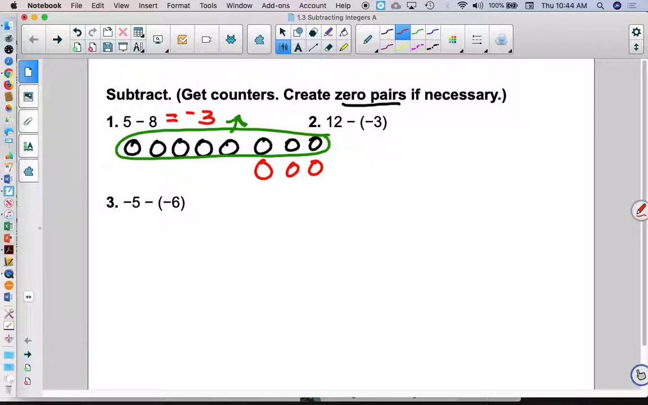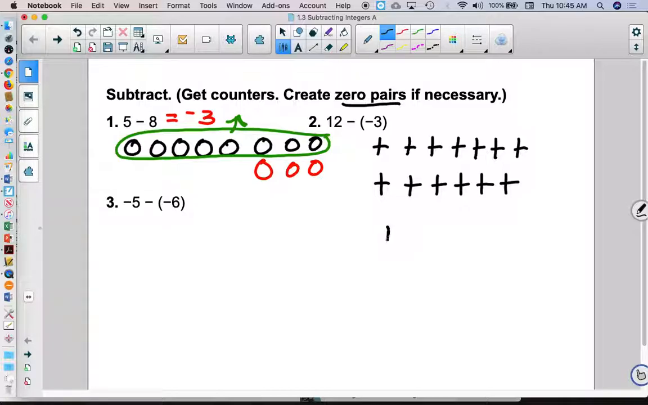Okay? Use your counters. Give me 12 positives. So put 12 positives out there, and I'm going to use it with pluses this time just because it's easier for me. Is that okay? 7, 8, 9, 10, 11, 12. Okay? I got my 12 counters. Now it says minus -3. Are there any -3s up there? None at all. So how many 0 pairs do I have to add in? I have to add in 3 0 pairs.